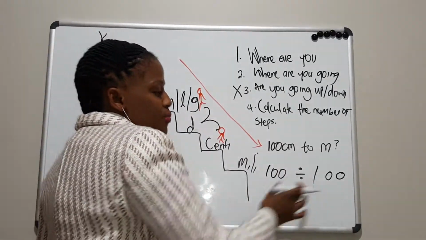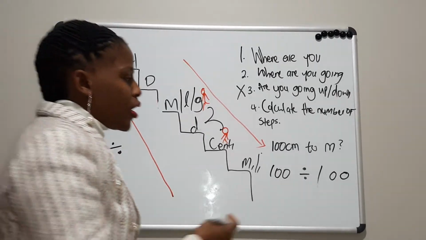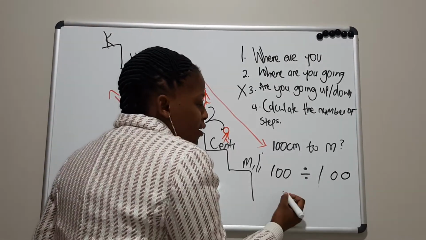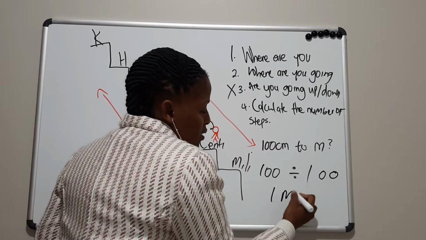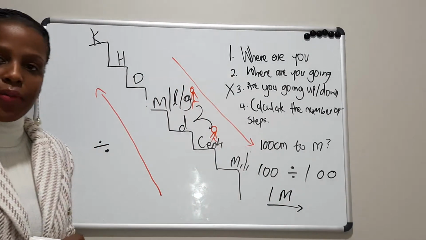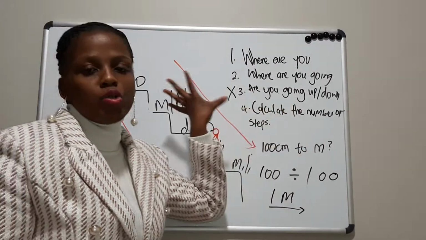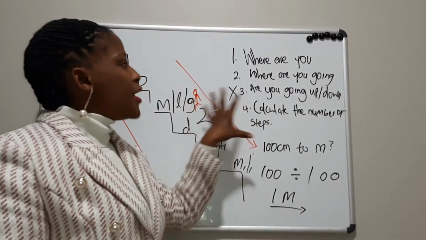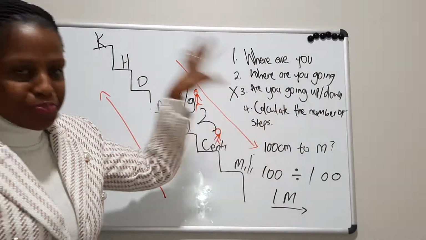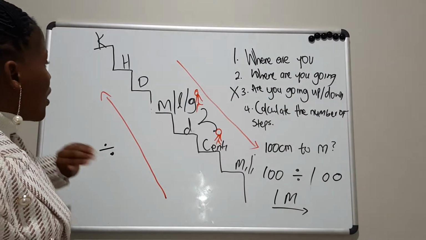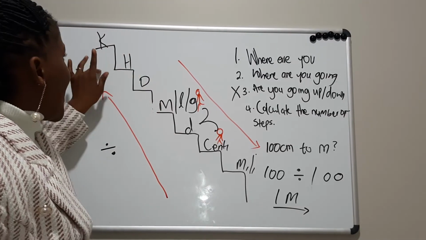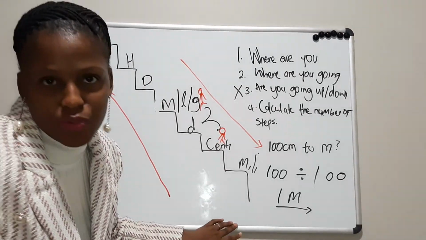And then you can just punch this as it is into your calculator and say 100 divided by 100, which is going to give you 1. So basically it means 100 centimeters is equal to 1 meter. So basically this is how you're going to use your step ladder and your method that I've given you to be able to convert. It does not matter whether you are moving from a smaller to a higher or from a higher to a smaller.